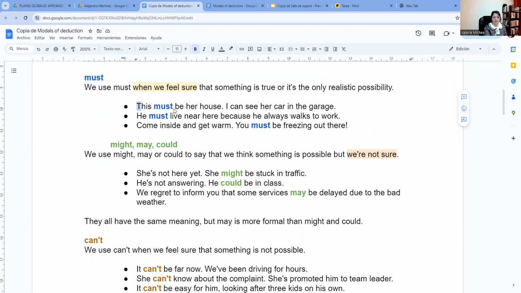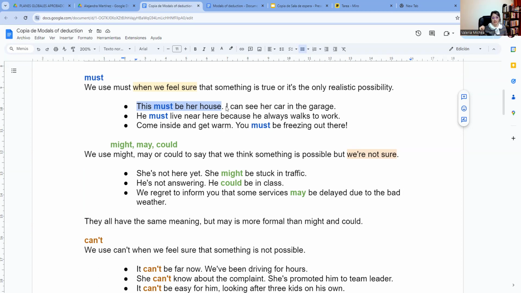All right, so I am seeing a person in the garage, so I think that this is her house. So this must be her house. I have the evidence in front of me. Again, I'm seeing the evidence, so it's quite obvious. Also, yeah, it's like I am very certain because I have a lot of evidence about it, right? So that's why I'm using must.